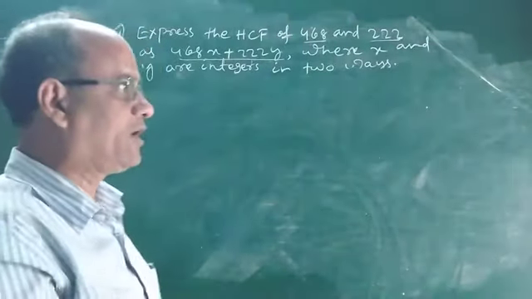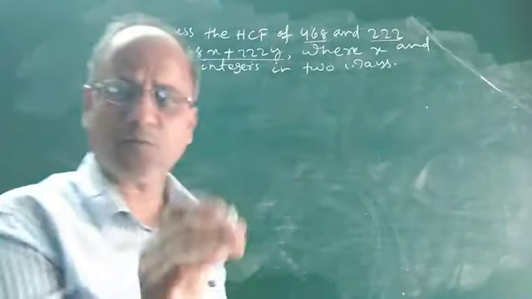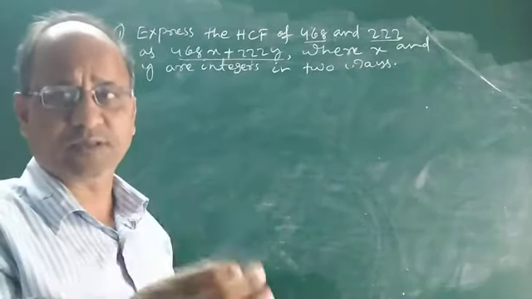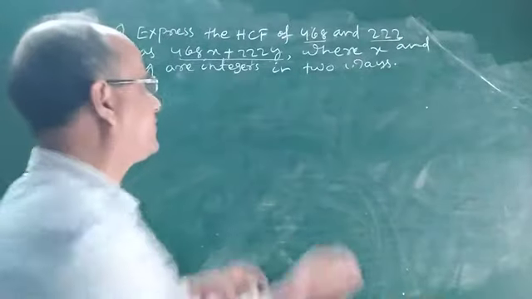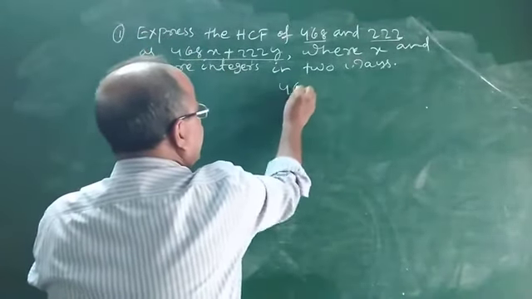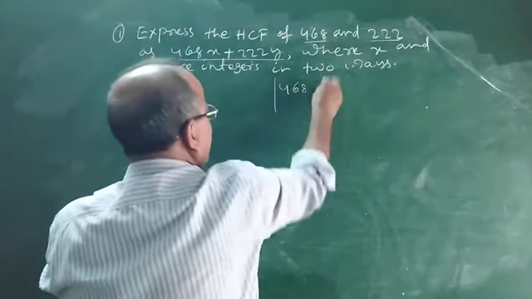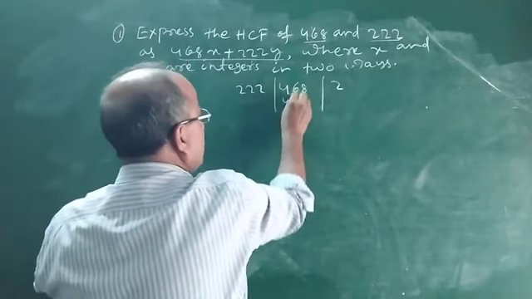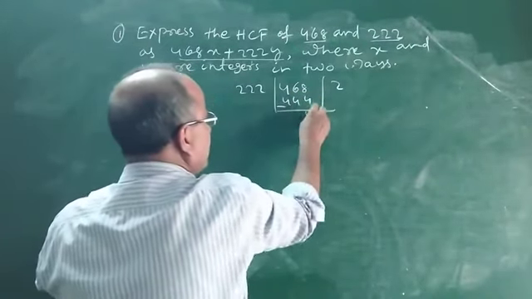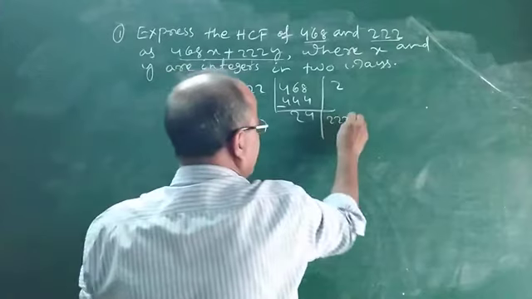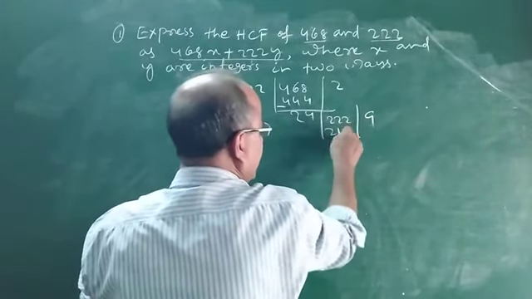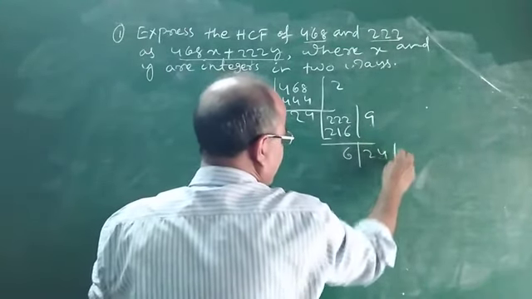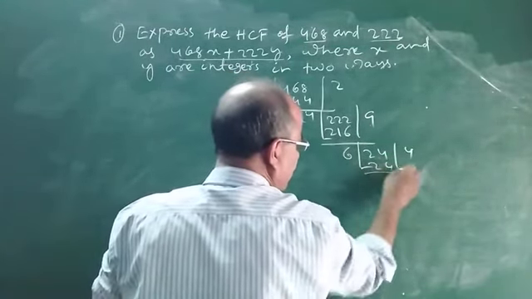Let us see. Now, in order to express the HCF, first we have to find the HCF, okay? And you know how to find the HCF of two positive integers using Euclid division lemma or algorithm. So let us find the HCF first. Divide 468 by 222. The quotient is 2 and the remainder is 24. Then 222 divided by 24, the quotient is 9 and the remainder is 6. Then 24 divided by 6, the quotient is 4, so the remainder is 0.